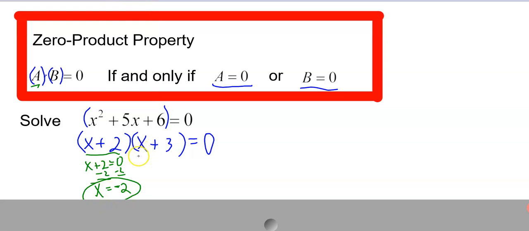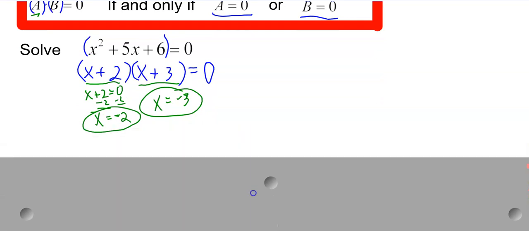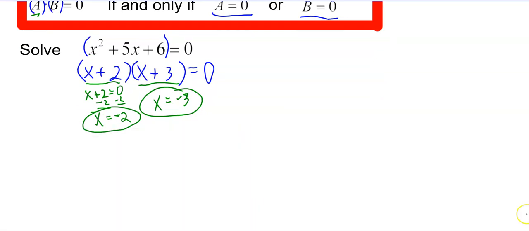Some students get pretty good at this. Instead of actually setting this equal to 0, they can do it in their head. They go, what value makes that parentheses 0? And they just go, oh, x equals -3. That's my other solution here. And so there's two solutions to a quadratic. That's not that surprising. We've seen quadratics where there's two solutions before.